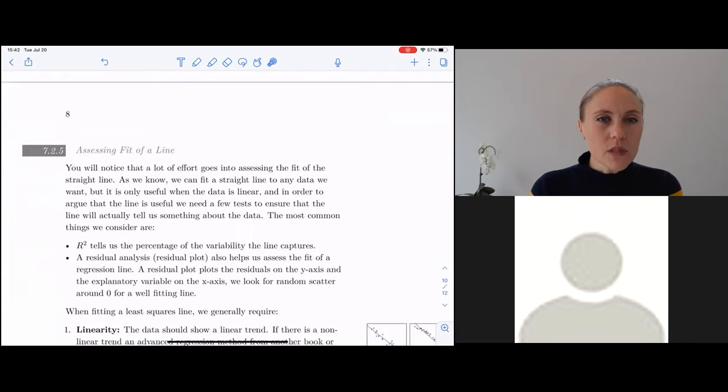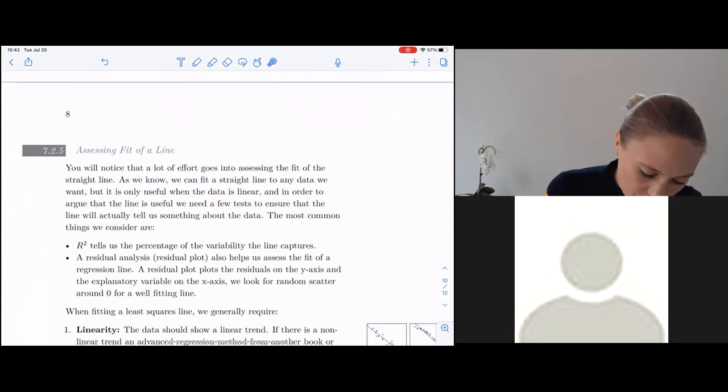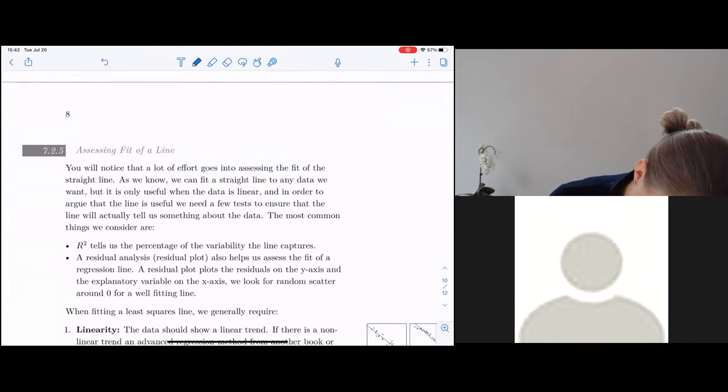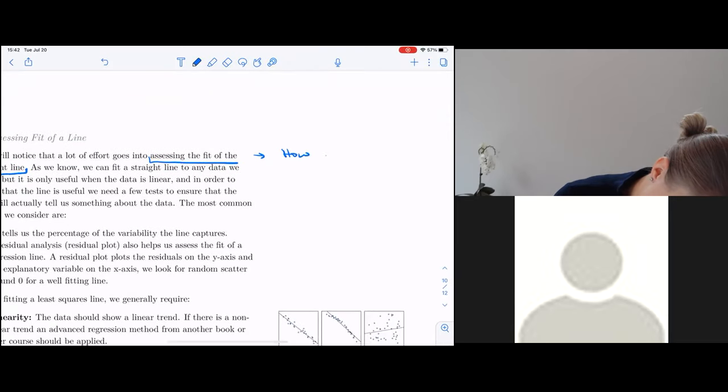Okay. So now that we've built a model, we've built a regression line, a lot of effort goes into assessing the fit of that line, right? How good is it at predicting future values? How reliable are these predictions? And so maybe I'll add that here, into assessing the fit of the straight line, which is really just saying how reliable the predictions are is really what we're after.